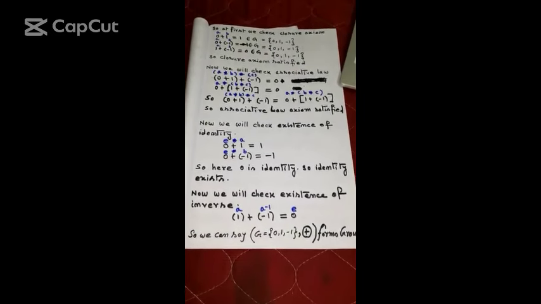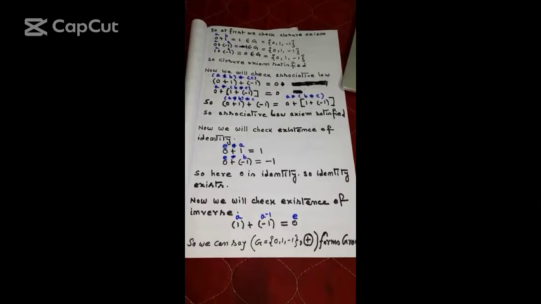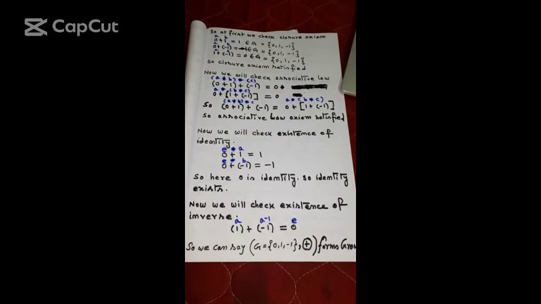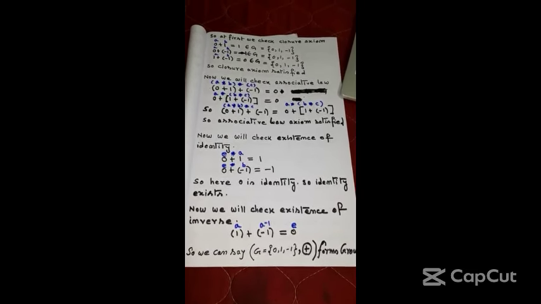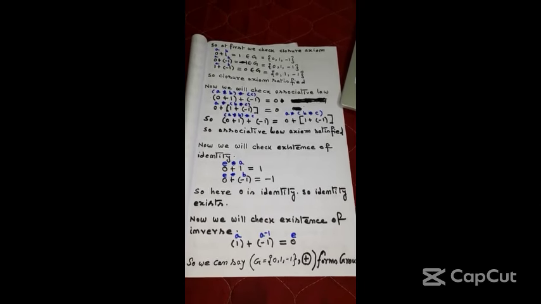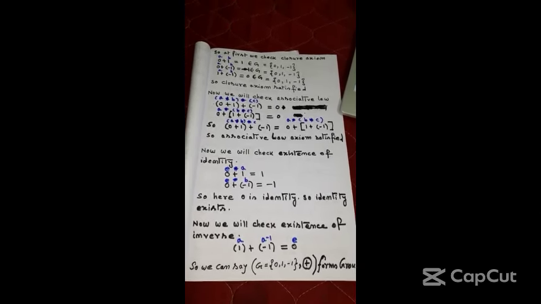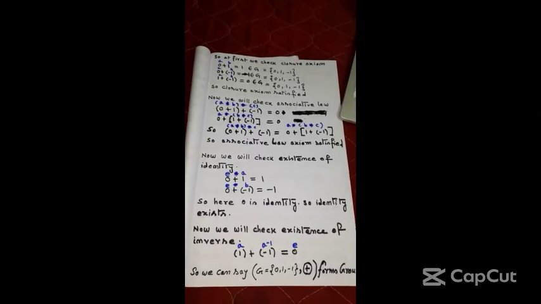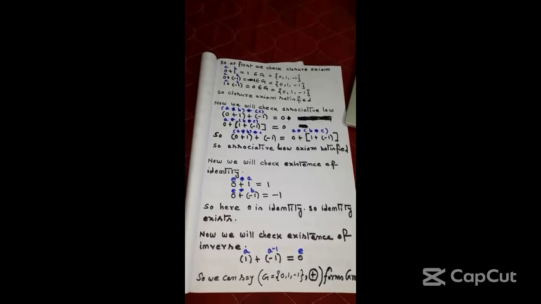Now you will have to check the inverse. So what will be the inverse here? You can see that if we add 1 and minus 1, we will get 0. What is 0? 0 is the identity element. So we can say that minus 1 is the inverse of 1. So the inverse also exists here.